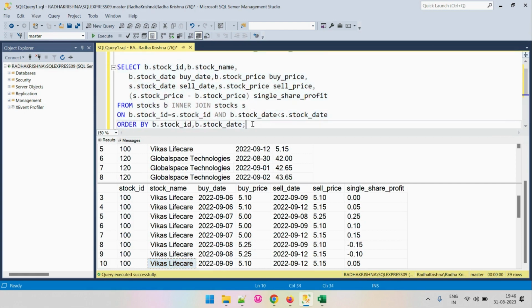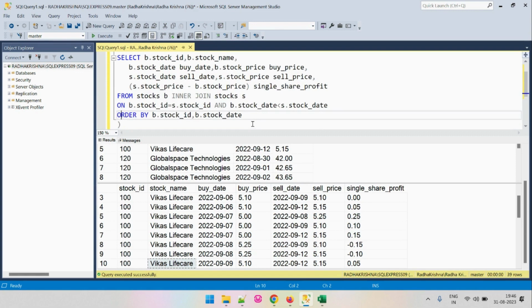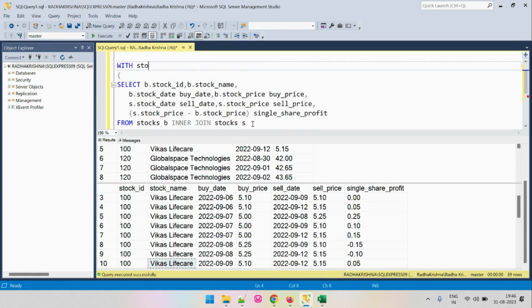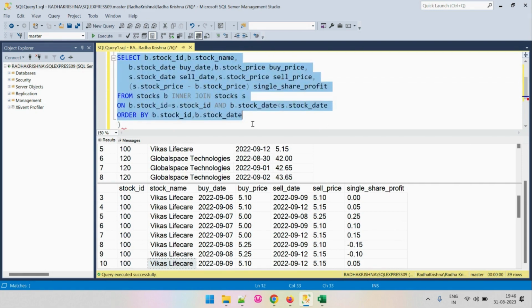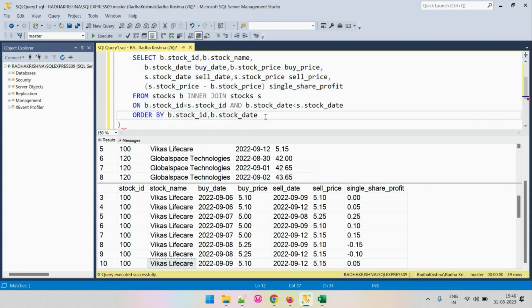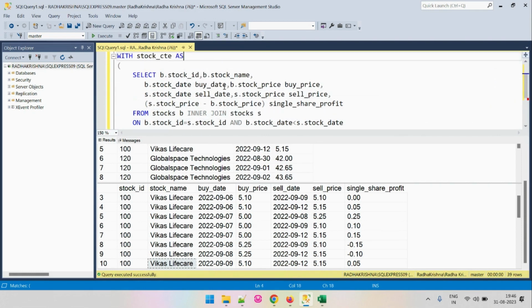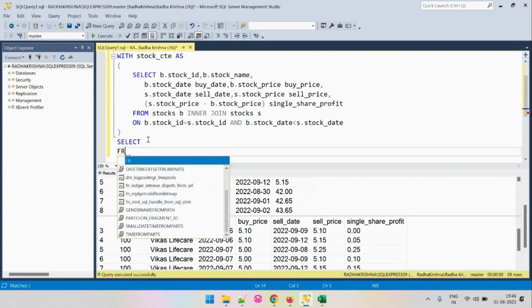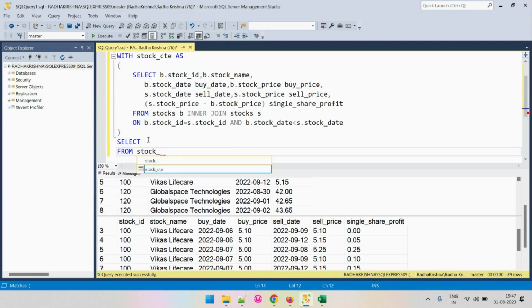Now what we will do is move this as part of a CTE and then we will operate on this data. So let's call it stock CTE. And we will just remove this order by from here, as we should not have an order by condition inside an inner query or inside a CTE. So our CTE is ready now. What we will do is operate on this data. So we will get the data from this CTE.